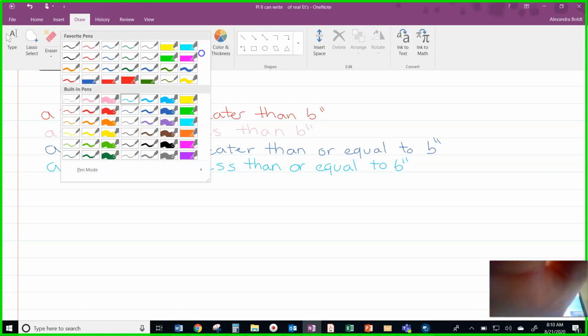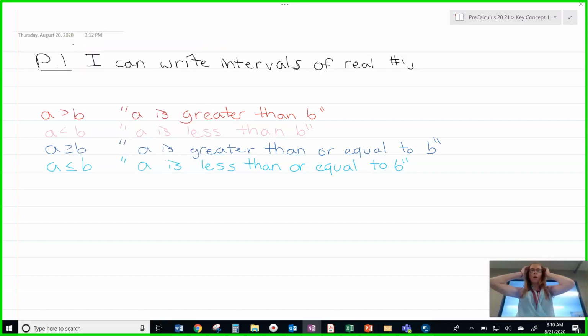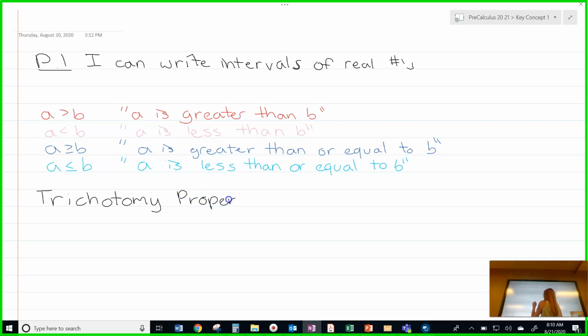Our next definition is the trichotomy property, and this is a property that you probably never heard of, but as soon as you see it, it makes sense. So again, this is the trichotomy property.